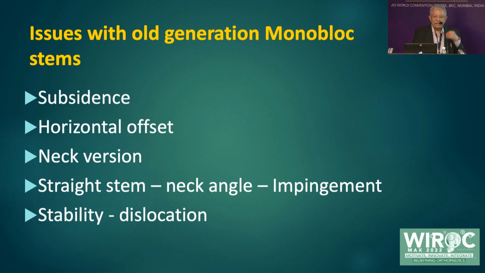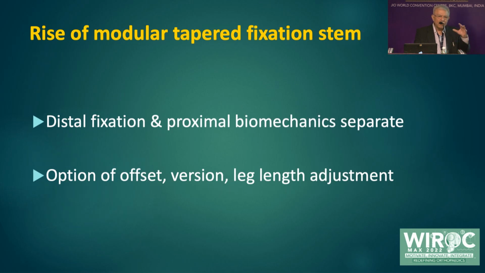But it had some issues. Subsidence, there were no horizontal offset options available, neck version was not there, and impingement led to instability and dislocation problems with this stem. Therefore, this modular design came into the picture, which gives you the distal fixation and proximal biomechanics separated. So by the option of offset, version and leg length adjustment, you can have both things together.